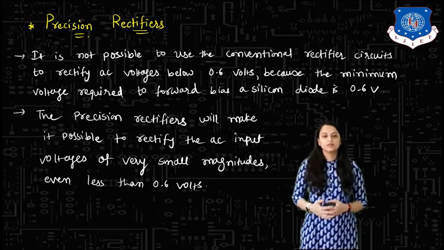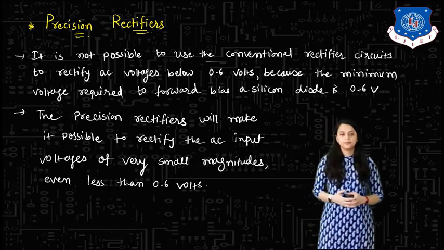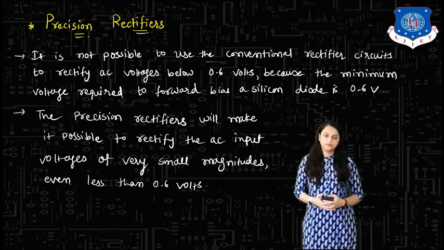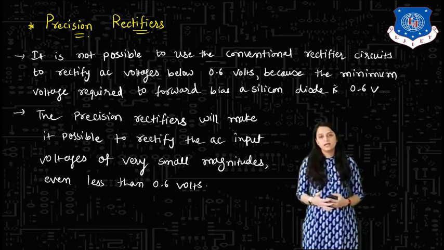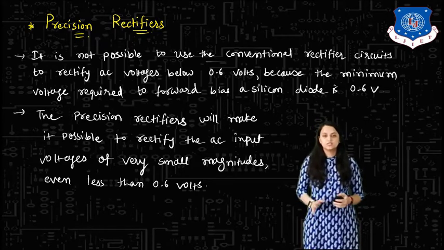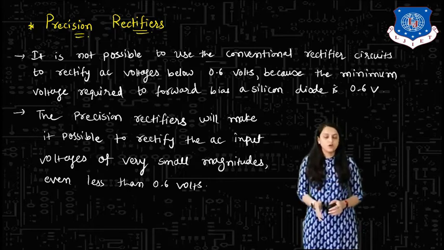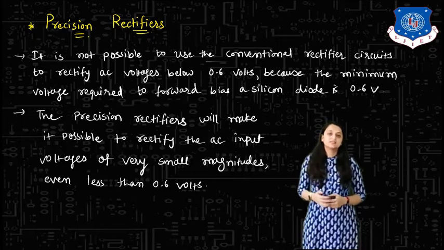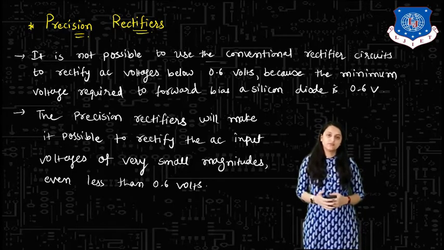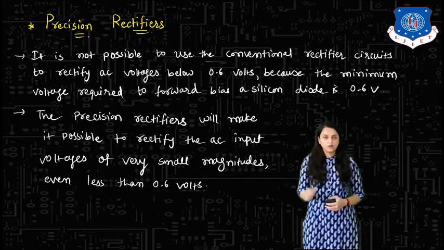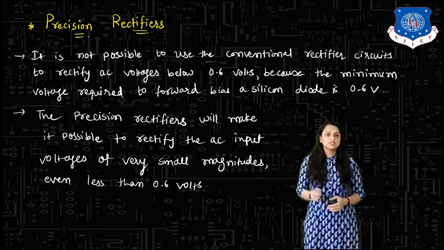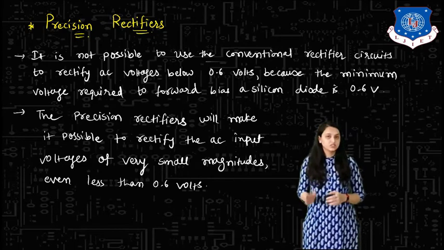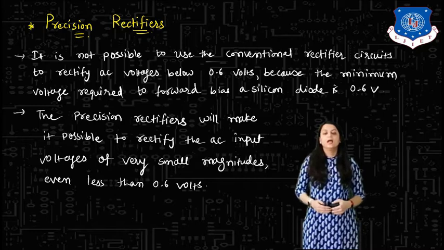Now let us see the next topic, that is precision rectifiers. So what are precision rectifiers? Till now you have seen rectifiers which convert AC to DC voltages, but it is not possible to use that conventional rectifier circuit to rectify AC voltages below 0.6 volts, because the minimum voltage required to forward bias a silicon diode is 0.6 volt. If it is not given, then it is not working, and it cannot provide the rectifier output.